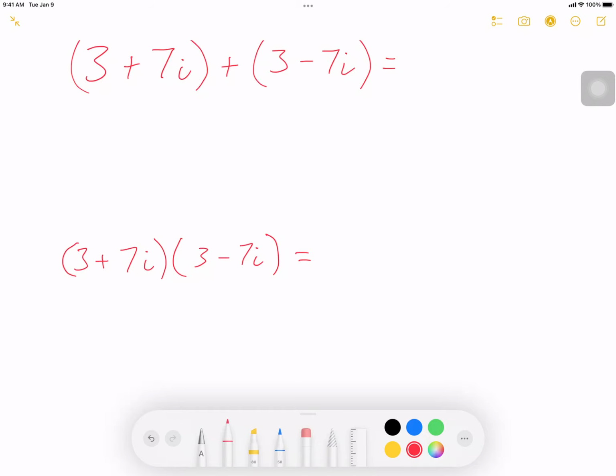So if we have a look at this, first quick question: what's going to happen when we add these two conjugates of each other? Clearly we're going to add the real parts together. So 3 plus 3 is 6, and plus 7i plus minus 7i is going to be 0. So we get a real number here. The imaginary parts are cancelling out. We've added two complex numbers, and we've got a real solution when we add them.